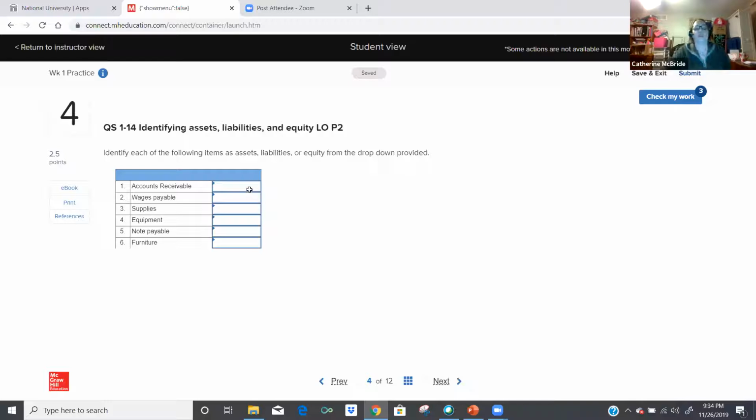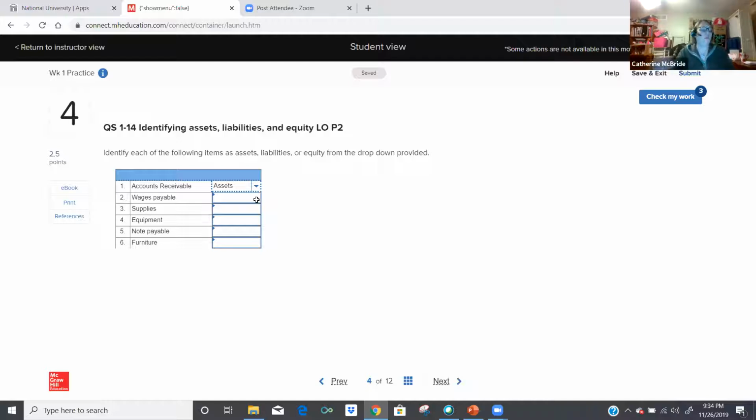So accounts receivable, what type of account is accounts receivable? An asset, a liability, or equity? You got it, Michelle. Michelle's right, it's an asset. Accounts receivable is an asset. And these things don't come automatically. These things come with practice.